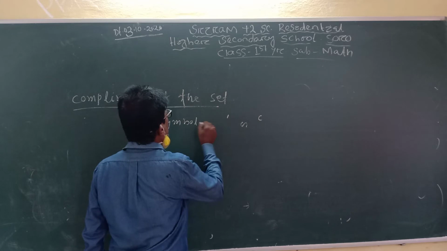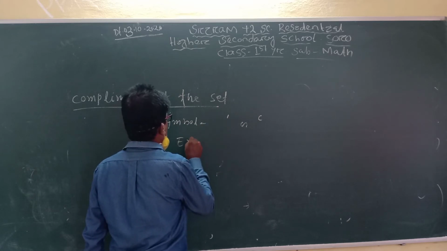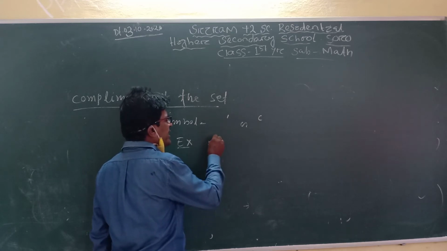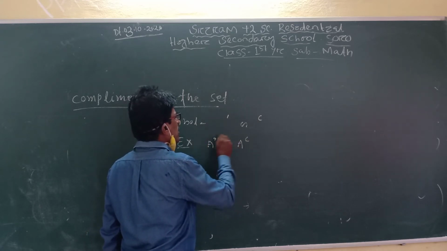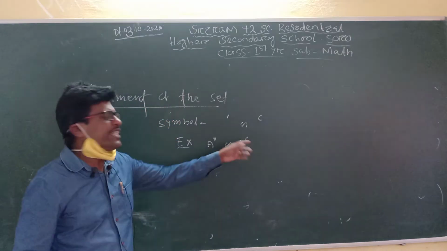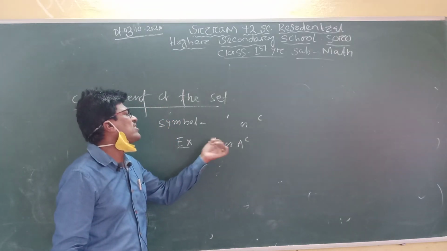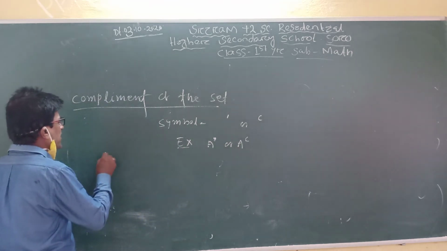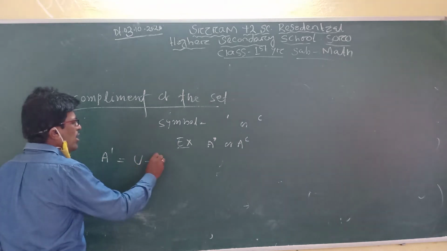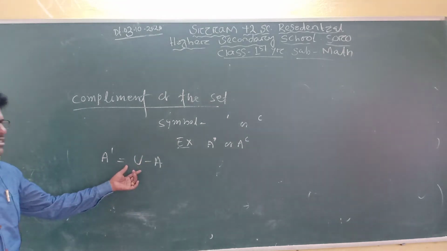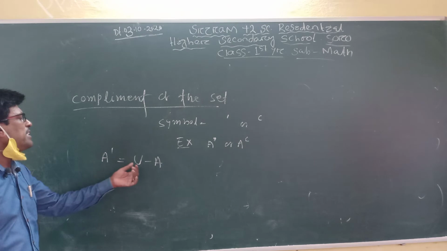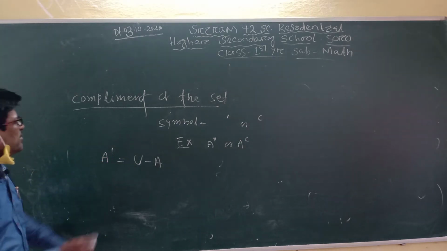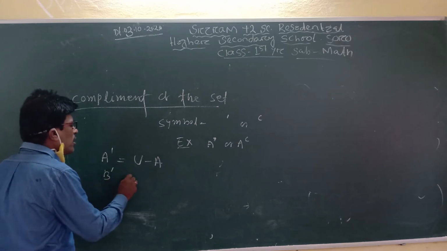For example, A is a set. The complement of A is written as A complement. Some books write it as A with a superscript C, and some books write A dash also. So A complement, or A^C, means U difference A, where U means the universal set, the union of all sets. A complement is U difference A. Similarly, B complement is equal to U difference B.